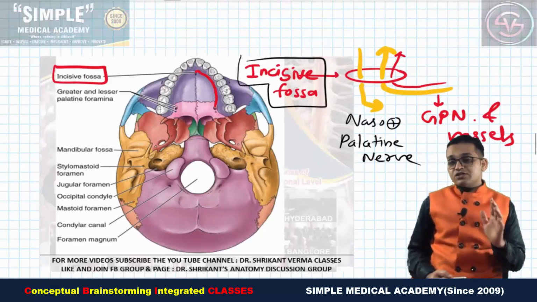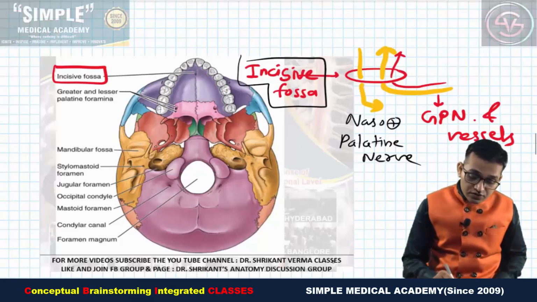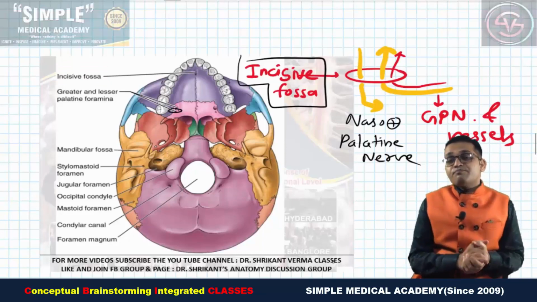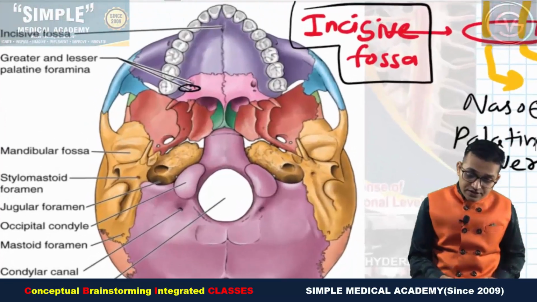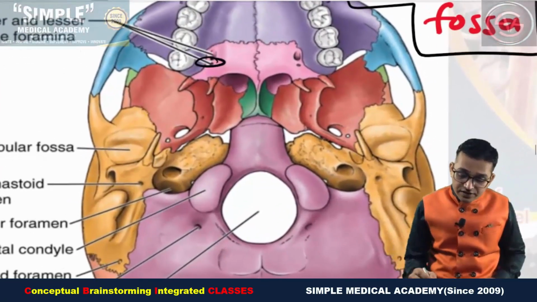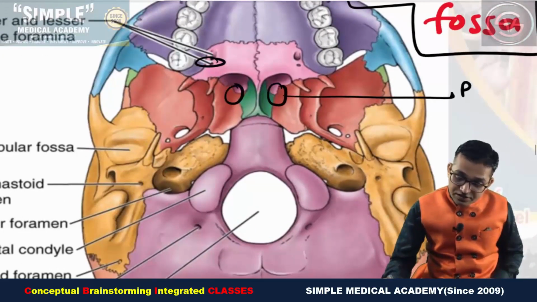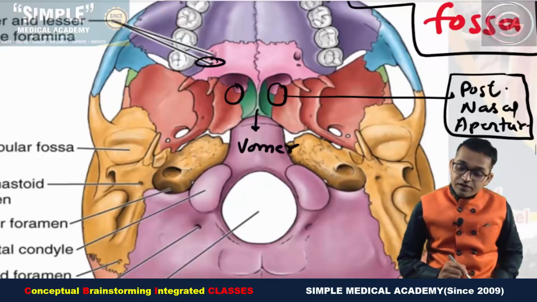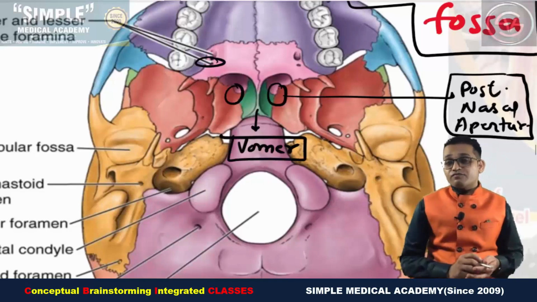This MCQ has been asked in the DNB 2015 exam pattern. Okay, so now there is one more foramen, the lesser palatine foramen. This lesser palatine foramen passes the lesser palatine nerve. Now just behind it, can you see here, this structure is indicating the posterior nasal aperture, and this single bone is known as the vomer. Now can you see this vomer, which is participating in the formation of the midline septum of the nose?